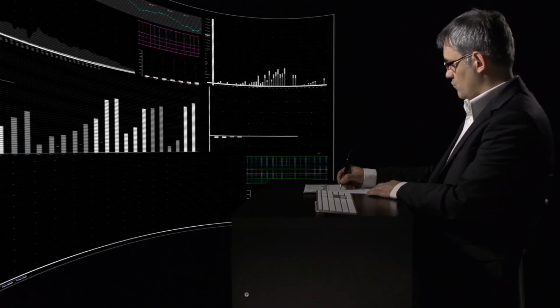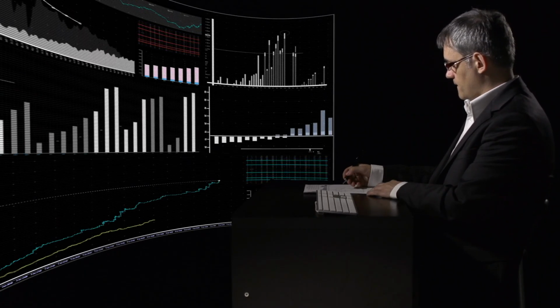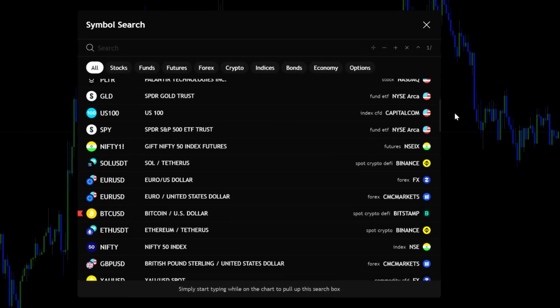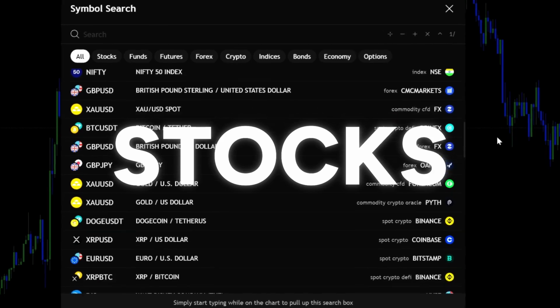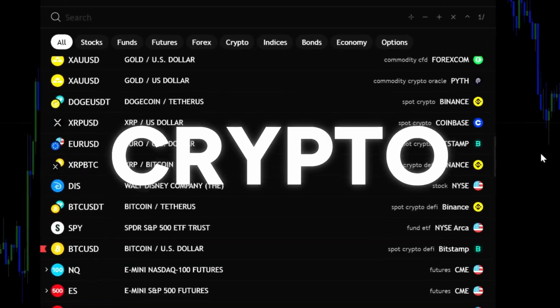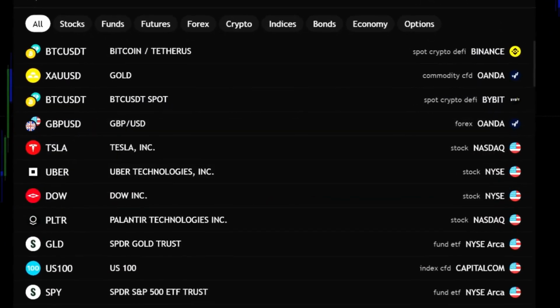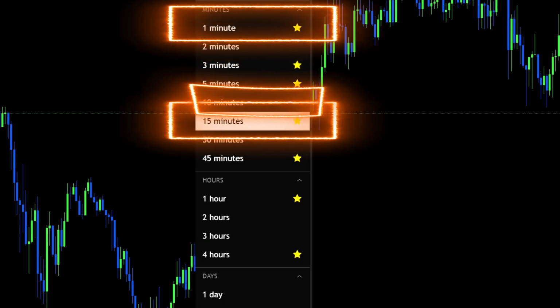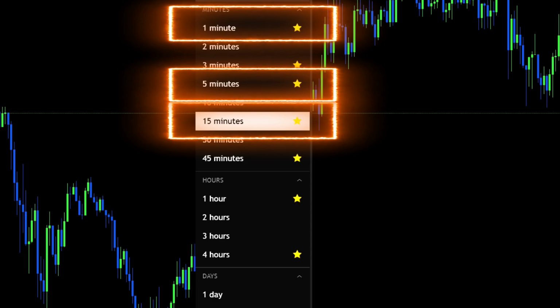But here's the cool part. Once you get the hang of this, you can totally apply this strategy to pretty much anything you trade. Forex, stocks, futures, crypto, indices, even options. And when it comes to time frames, well, we're using 15-minute here. 1 minute, 5 minute, and 15-minute charts are generally your best choices for this kind of approach.